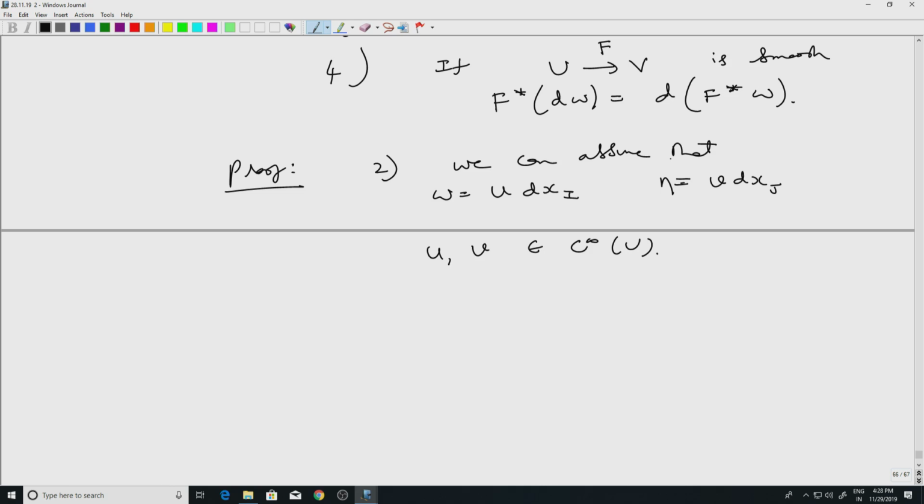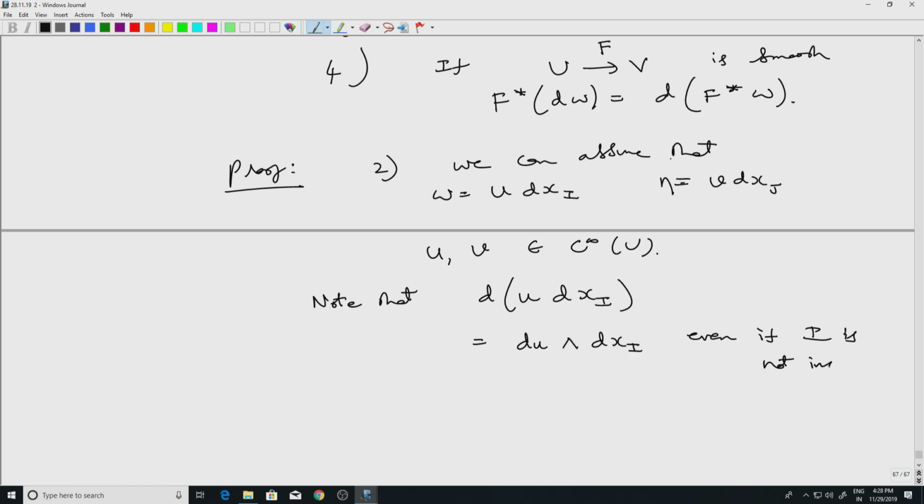So we have this. So let's work with these two forms of this type. First, note that d of u dx_I is du wedge dx_I even if I is not increasing.